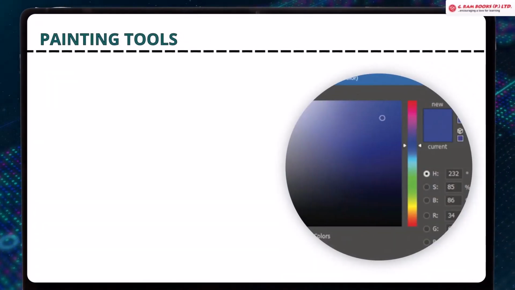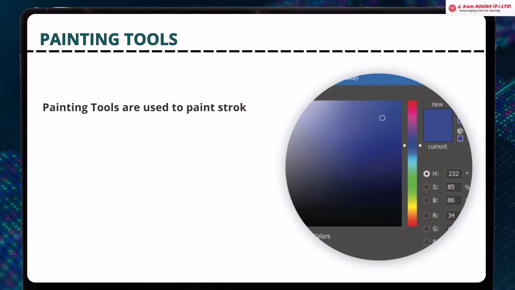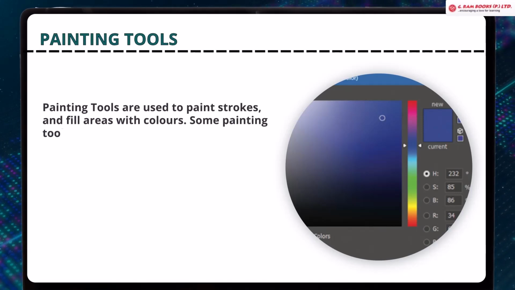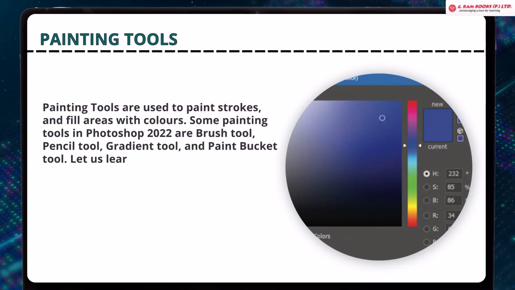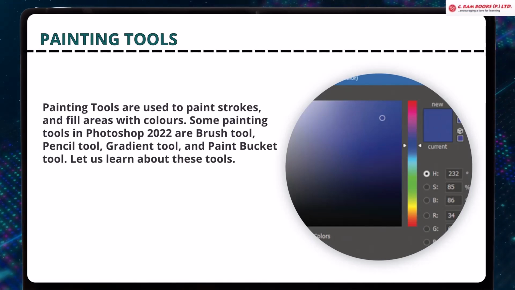Painting tools. Painting tools are used to paint strokes and fill areas with colors. Some painting tools in Photoshop 2022 are Brush tool, Pencil tool, Gradient tool, and Paint bucket tool. Let us learn about these tools.